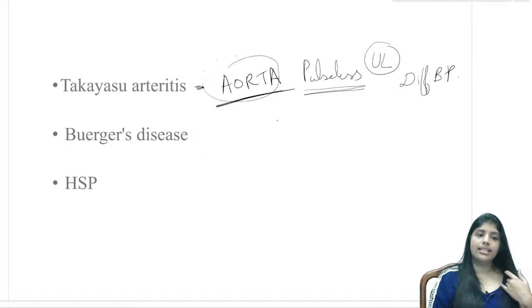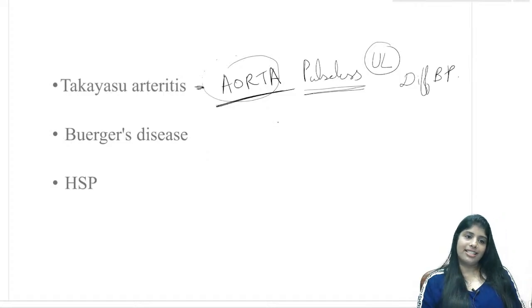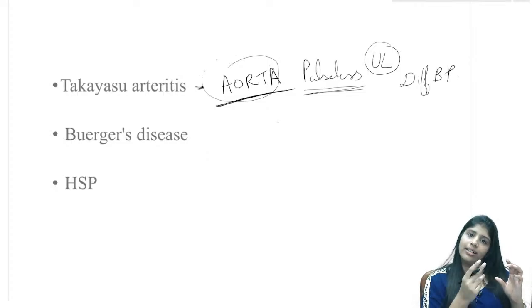And in Buerger's disease, what is Buerger's disease? When you think of this Buerger's disease, what do you just imagine? A person holding a burger and a cigarette. Okay, that is how I remember. A burger and a cigarette. Both are not good habits.